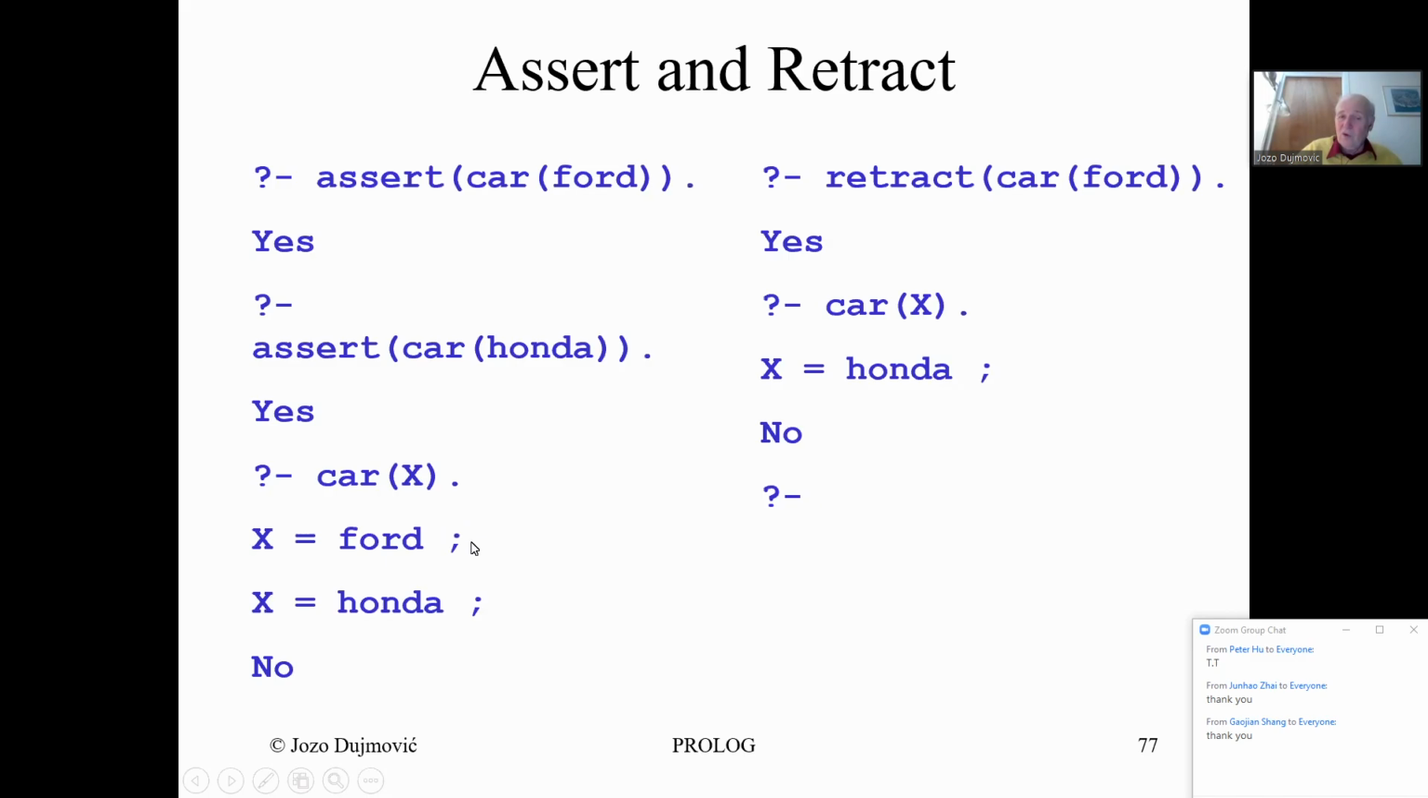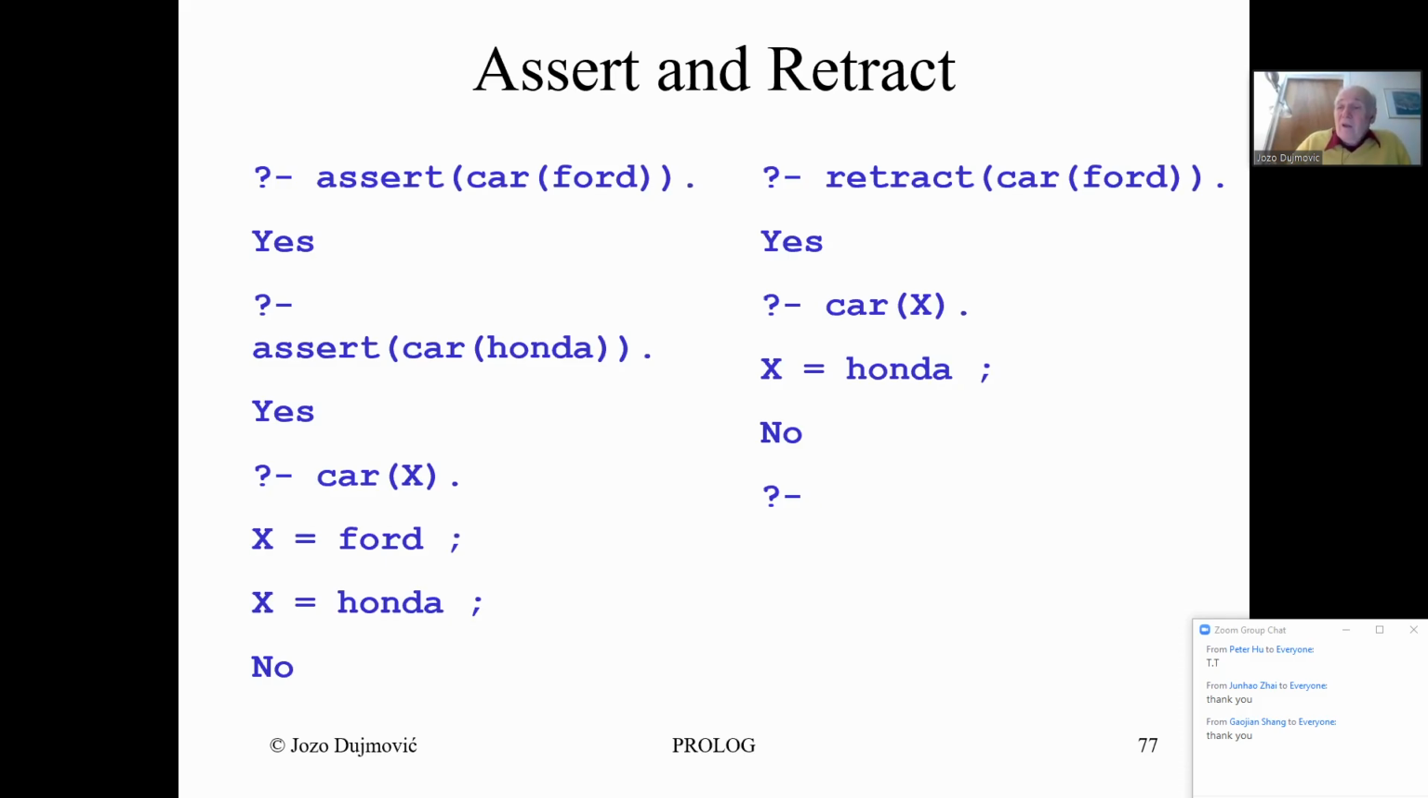PROLOG is going to wait at this position, waiting for you to enter something. You either press return or semicolon to continue the search and give you more results. The next result will be X is Honda. So first X is Ford, then X is Honda. You say give me more results, and PROLOG says no, there are no more. That's all you have.